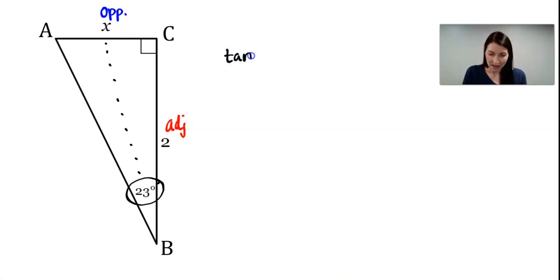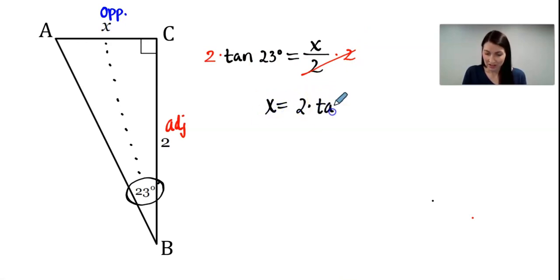My equation would be the tangent of, and this time I know the angle. The angle is 23 degrees. Equals the side opposite, that's x, the side I want to find, divided by the side adjacent, which is 2. Now we need to solve for x and then plug it in our calculator. To solve for x, I'm going to multiply both sides by that denominator of 2. And then I would have x equals 2 times tangent of 23 degrees.